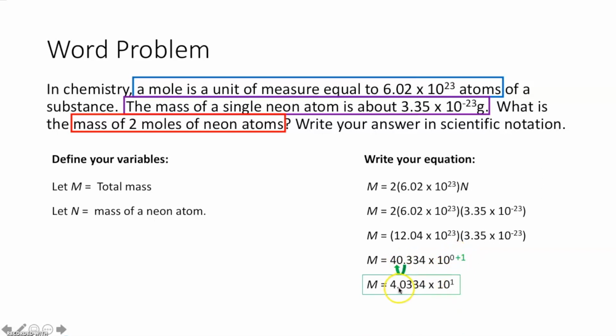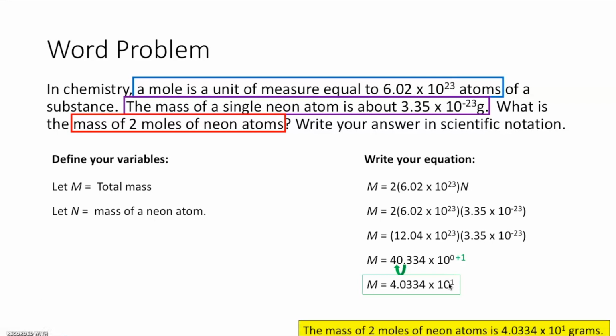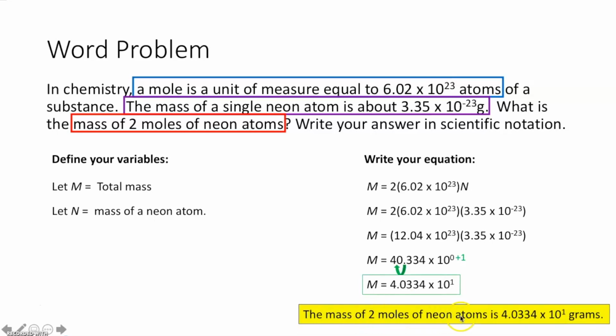So we end up getting 4.0334 times 10 to the first. What does that mean? What did we just find? Well, that's actually the mass of 2 moles of neon atoms. So the mass of 2 moles of neon atoms is 4.0334 times 10 to the first grams, and you're done.